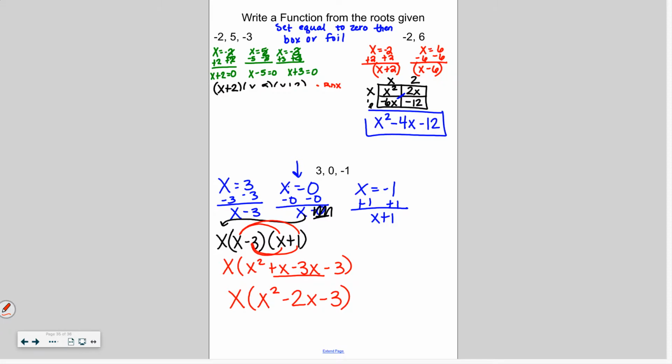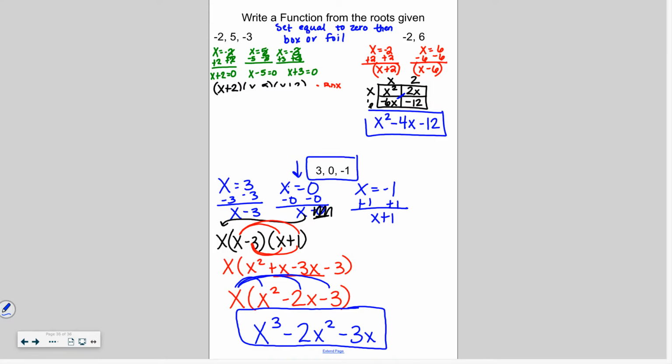Now I'm just going to distribute that x back into it. So x and x squared is x cubed. x and negative 2x is negative 2x squared. x and negative 3 is negative 3x. And there you go. Okay. Now if you wanted to factor that, you would see. Now I also know that I have 3 roots here. Okay? That means my exponent is going to have to be 3. Right here I have 2. My exponent was 2. All right?